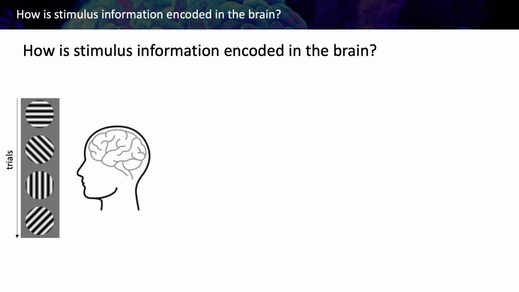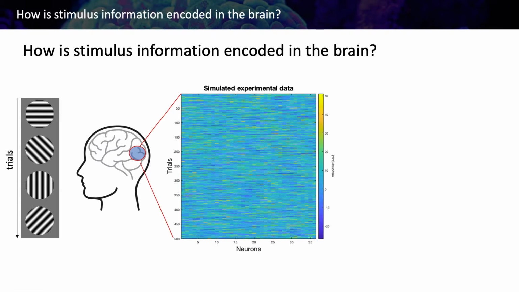Okay, let's begin with the fundamental question. How is stimulus information encoded in the brain? To illustrate this, we can take a practical example. Imagine that you are running an experiment where your participant is looking at a series of stimuli. In this case they are oriented bars, also named gratings, and you record the activity from the visual cortex, and what you want to know is how this activity is related to the external stimuli.